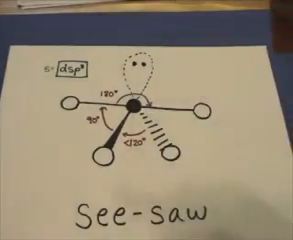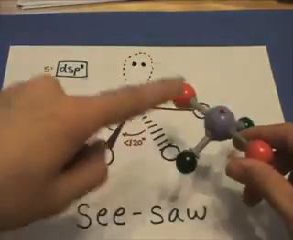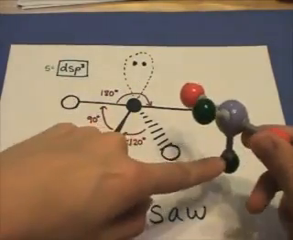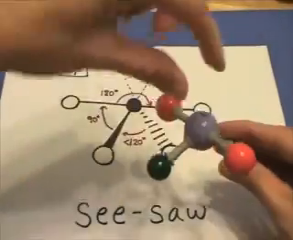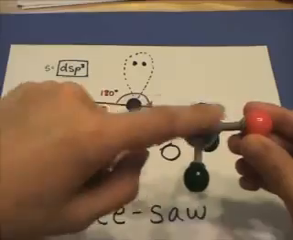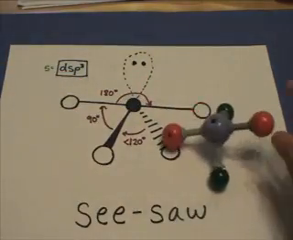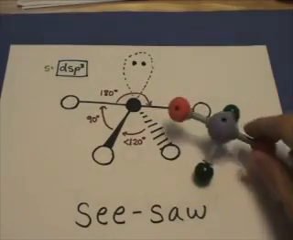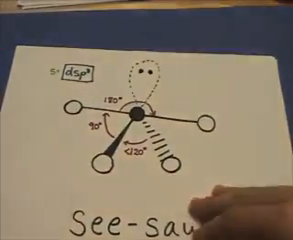If one of the sigma bonds is replaced by a lone pair of electrons, the lone pair actually goes to the equatorial position. Now we have the expected 120 degrees, but maybe slightly less because this lone pair takes up a little bit more space. And then predicted approximately 180 degrees, and we call this a seesaw with a dsp3 hybridized central atom where you have four sigma bonds and one lone pair of electrons.